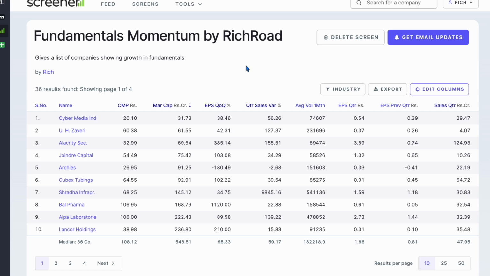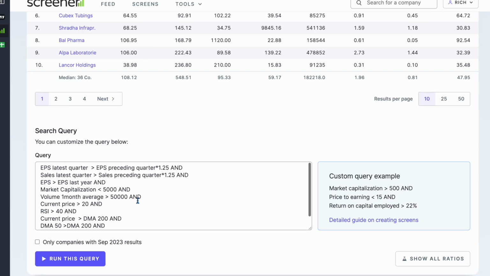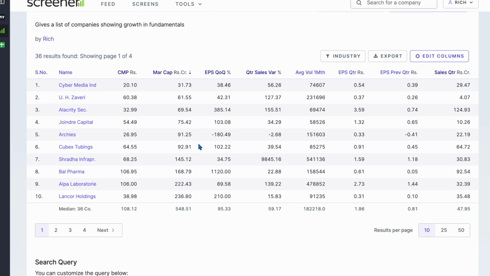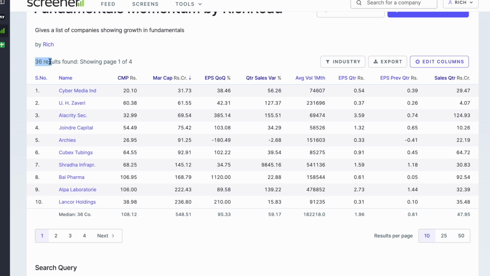So what you can do is, just by running this simple scan of fundamentals of growing companies, you can get the companies that are listed on the BSE or NSE, both, right? I've written down whatever queries we saw in this slide here, and I've run this query and see how many companies you have gotten. 36. So your job is to do nothing.